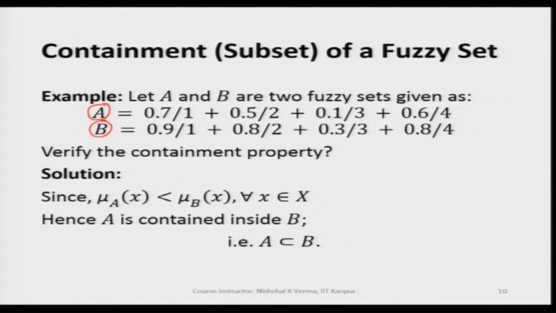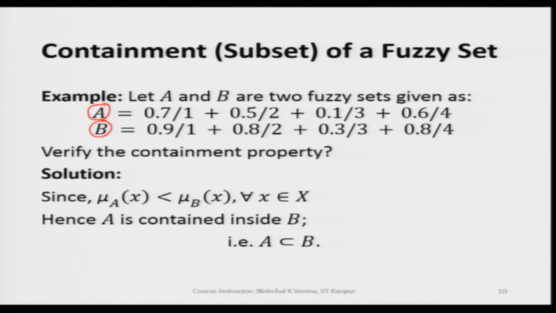So, here for x equal to 3, for the generic variable value 3, the corresponding membership value in fuzzy set A is more than that of the membership value in B. So, that is why we can say that this condition is not satisfied, that is, mu A x is not less than or equal to mu B for all x's. And this one generic variable value x equal to 3 violates it.